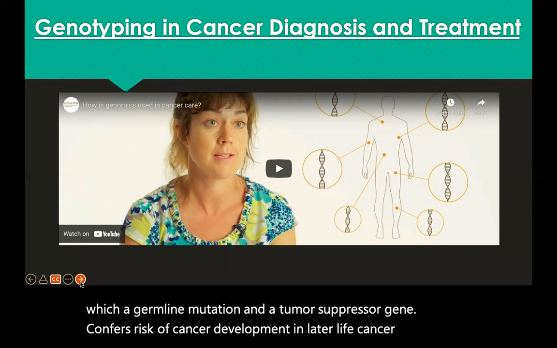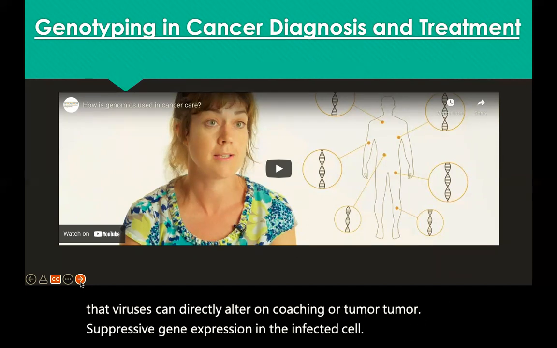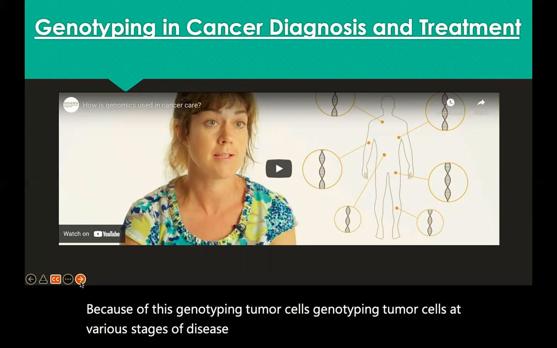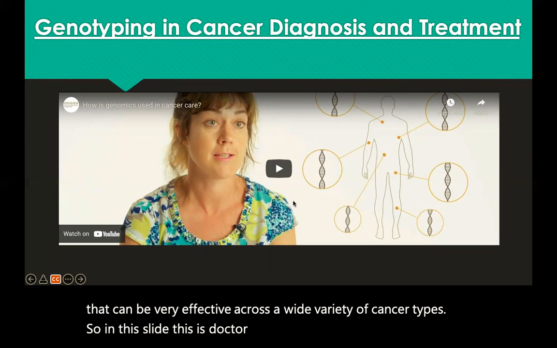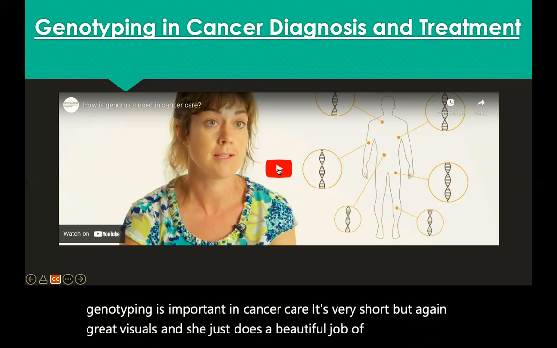Cancer-causing viruses can directly alter oncogene or tumor suppressor gene expression in the affected cell. Because of this, genotyping tumor cells at various stages of disease progression enables targeted therapies that can be very effective across a wide variety of cancer types. So in this slide, this is Dr. Turnbull. She talks about why genotyping is important in cancer care. It's very short, but again, great visuals, and she just does a beautiful job of explaining how she uses it.